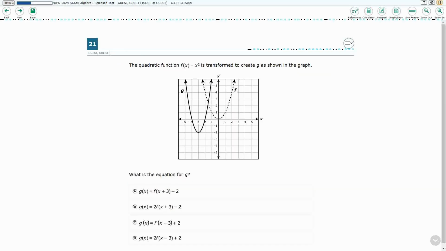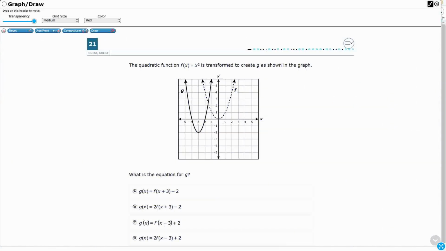For number 21, we are looking at parent functions. This is A.7c, and we've got two different quadratic functions that are graphed. We've got f and we've got g. And so we have f of x, and this f of x is your standard quadratic function, right? f of x equals x squared. It's reflected across the y-axis. It's got its minimum at the origin. It's just your vanilla quadratic function, but it gets shifted over, it gets shifted down, and it looks like it narrows a little bit. So what is an equation that we can use for that?